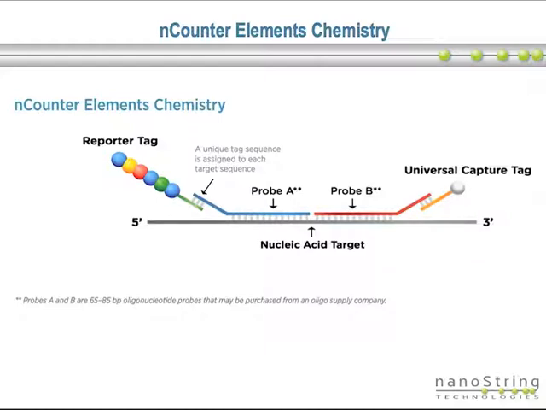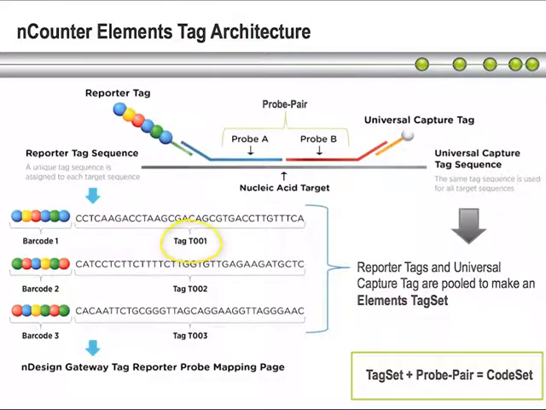But probe B has a universal tag, and that universal tag is the same in all probe Bs and is used to capture the capture tag. So when you have a probe B, it's going to be specific to the gene, but the universal capture tag will be the same. Probe A, though, as well as having a sequence specific to the gene you're trying to interrogate, also has a unique tag sequence. So for instance, it may have tag 1 on it, in which case it's going to pull down barcode 1. If it had tag 2, it will pull down barcode 2.